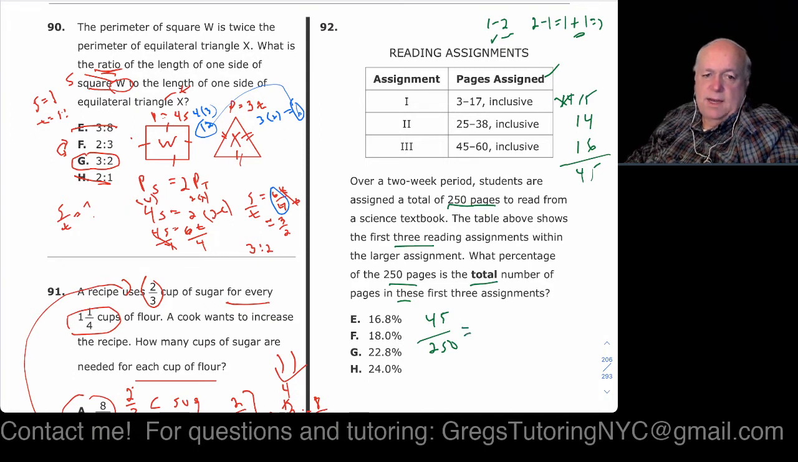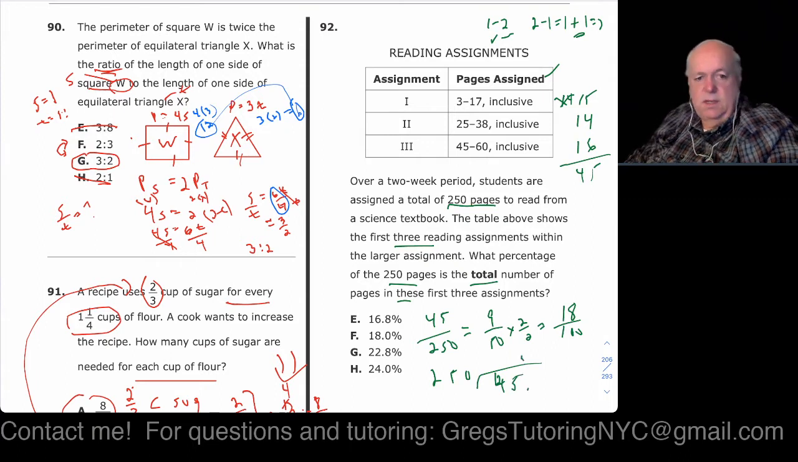I can take 250 and divide it into 45, or we can just go faster. Divide 5 into this, we get 9. Divide 5 into this, we get 50. If I multiply it by 2 over 2, because I want 100 at the bottom, I get 18. All right? If you want to do 250 into 45, definitely do that, and make sure you get the 18 again. You're going to get 0.18 in that case. That's worth doing just to make sure your double checking is right.